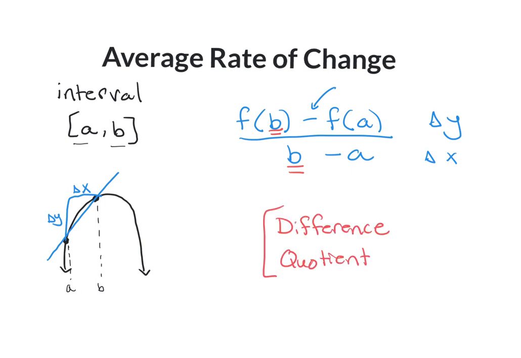This formula is often referred to as the difference quotient formula, and when you're showing your work, you have to make sure that you're showing the difference and the quotient. We'll do a full example of this later in this video. So this is just a review of average rate of change, and sometimes we even shorten that and refer to it as AROC.